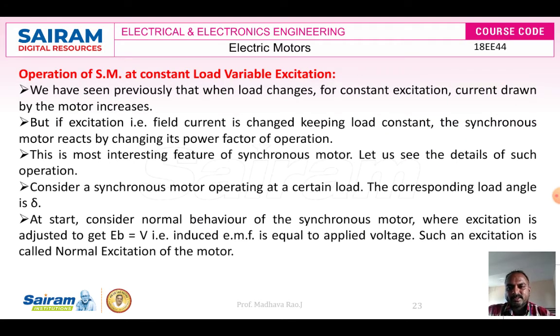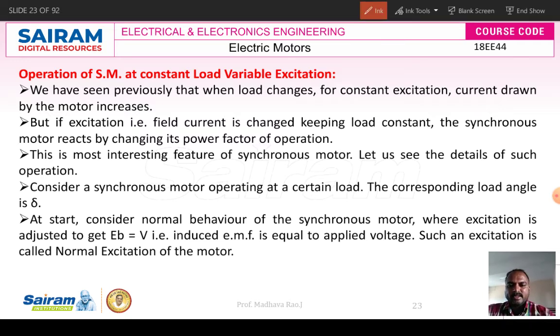Now we will move to the operation of the synchronous motor at constant load and variable excitation. Excitation is very important for a synchronous motor. Without excitation, the synchronous motor will not run. The excitation is in the form of DC supply. We have seen previously that when the load changes at constant excitation, the current drawn from the supply by the motor increases, with no change in speed. But when the excitation, that is the field current, is changed while keeping the load constant, the synchronous motor reacts by changing the power factor of operation. So the phi value will change.